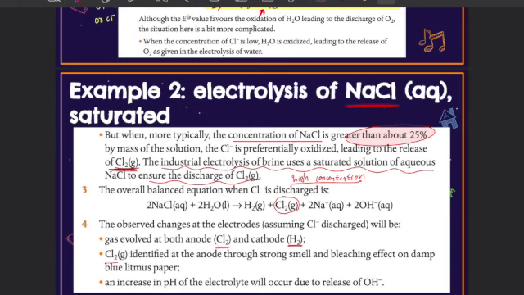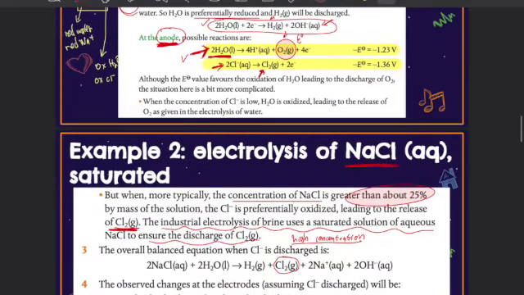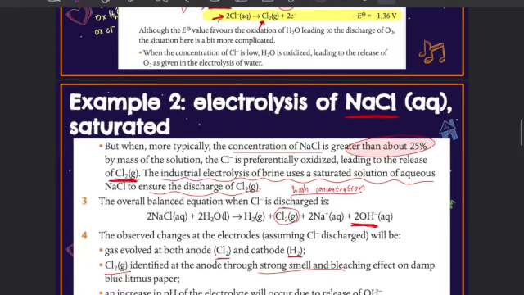Chlorine gas, that's something you should know, has a strong smell. And again, we got an increase in OH minus. If we look at the overall reaction here, you get OH minus being produced, which will overall in the electrolyte lead to an increase in pH.